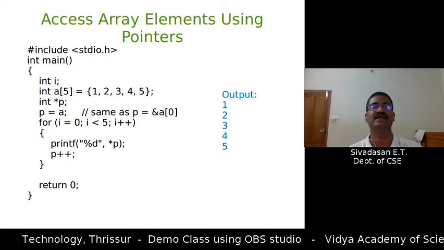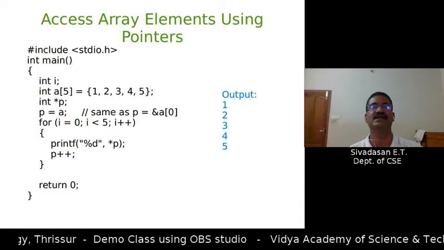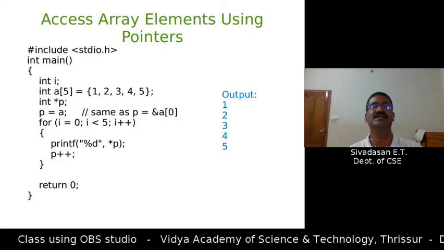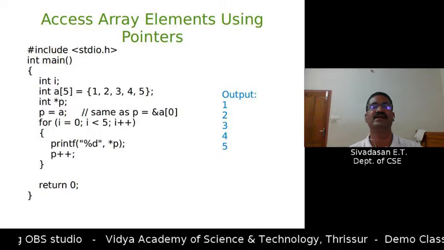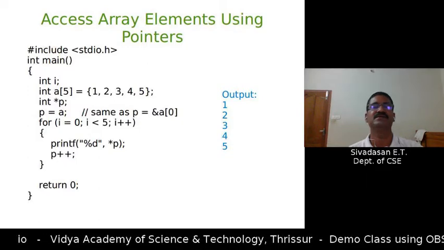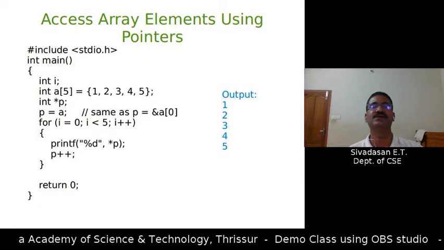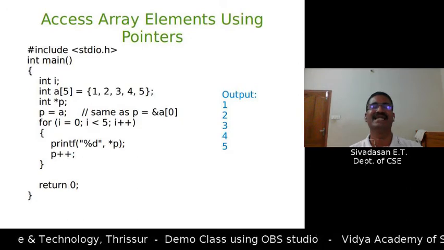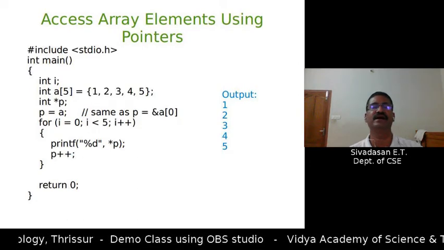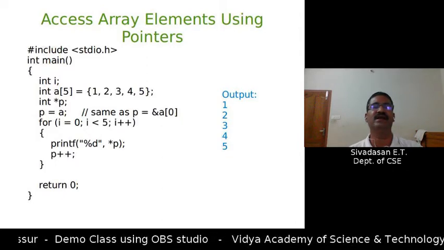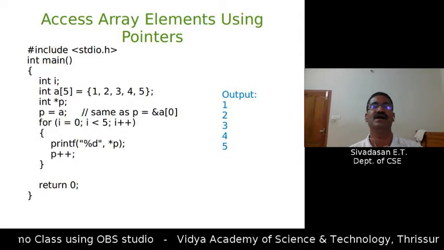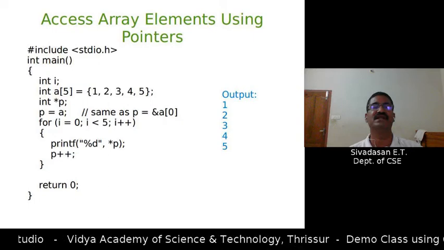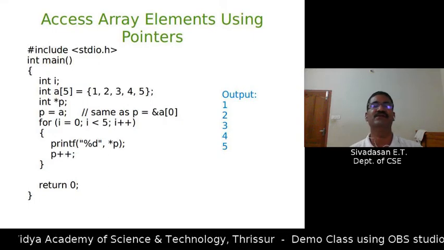Now we are assigning the address of the first element of the array to P. Now P holds the address of 1, that is the first element. A is equivalent to ampersand A[0], where A[0] is the first element by index. Those things are not required, since A, the name of the array, holds the address of the first element. Now P holds the address of the first element, and star P is the value of the first element.